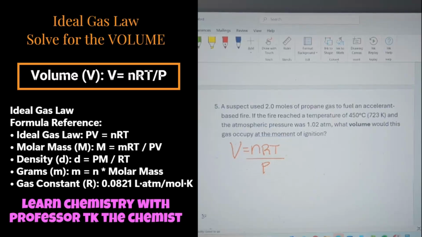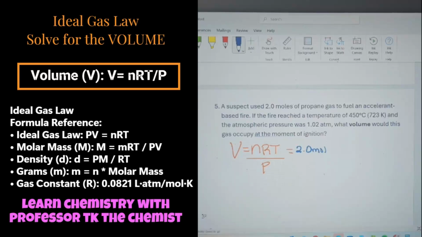So let's read this problem. It says a suspect used 2.0 moles of propane gas to fuel an accelerant-based fire. If the fire reached a temperature of 450 degrees Celsius, also 723 Kelvin, and the atmospheric pressure was 1.02 atms, what volume would this gas occupy at the moment of ignition? All right, that's the formula that you're going to use. Let's plug in the numbers.